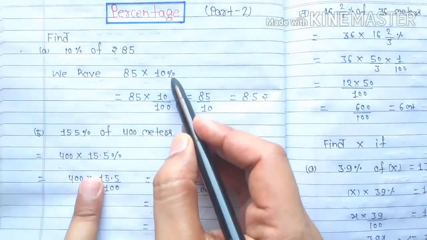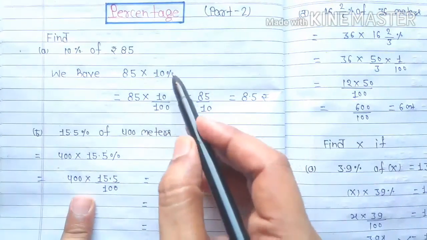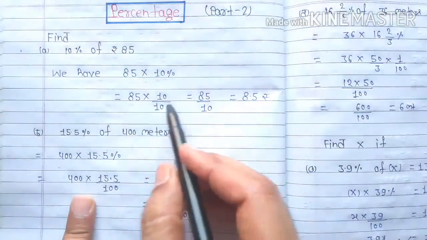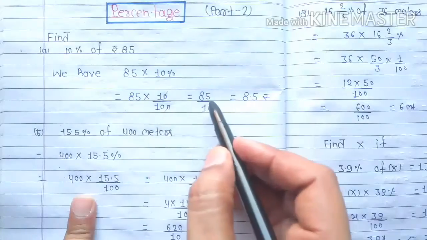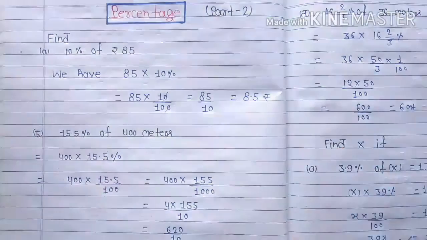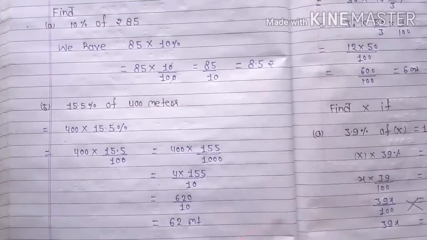What is the meaning of percent? Percent means per 100. Students, 1% means 1 upon 100, 2% means 2 upon 100. So 10% is equal to 10 upon 100. Now this will become 85 upon 10, so you will get 8.5 rupees. I hope it's clear. Second one is 15.5% of 400 meters.